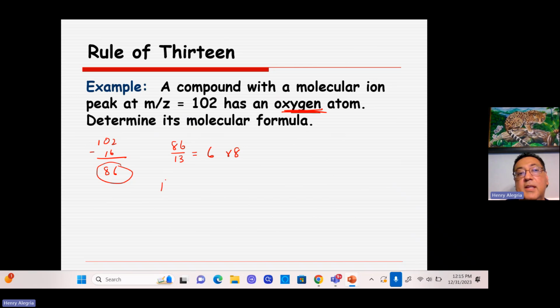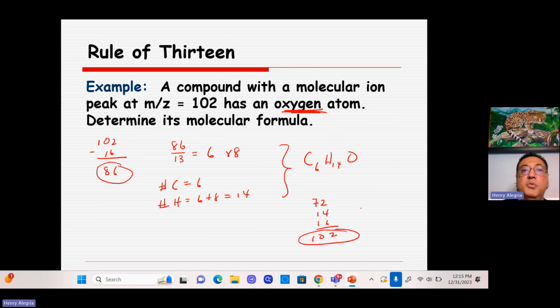So we would say the number of carbons is 6. The number of hydrogens is therefore 6 plus 8, which is 14. So based on all of this, C6H14O, that would be the molecular formula of my compound. So 6 carbons, 6 times 12 is 72, 14 hydrogens, and 1 oxygen, right? Do the total, and it has to come up to 102. So this is an alternative way, right, when you don't have the M+1 peak information as we had before.